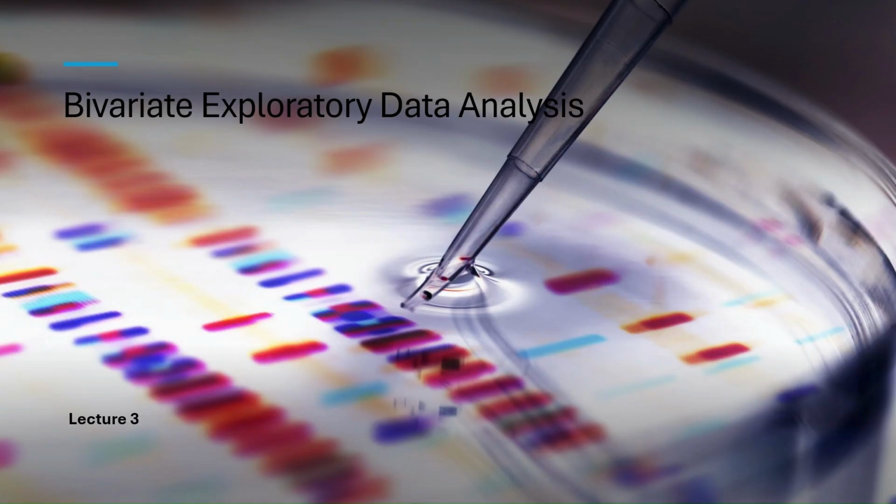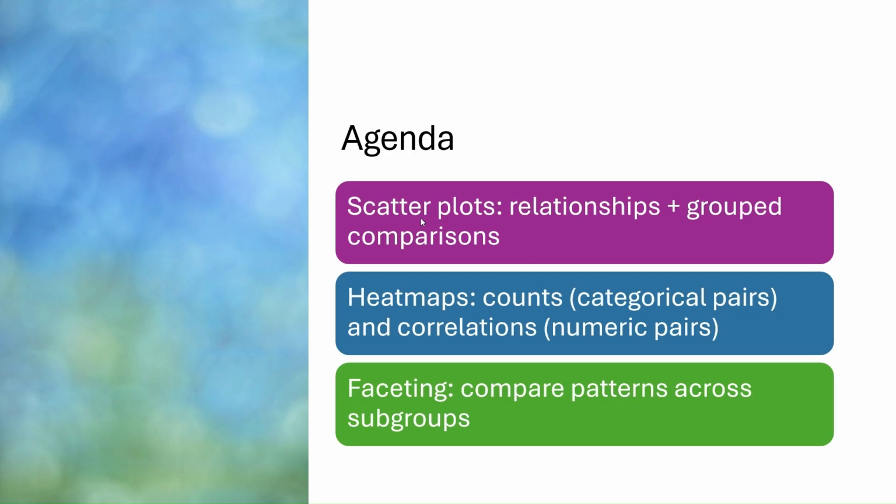What we have on the agenda is we want to draw a scatter plot, which is going to be about the relationship between quantitative variables, but we can also do it by grouping. And we are going to have a look at what a heat map is about with regards to categorical pairs, and also correlation as well. We are going to have a look at faceting, where we are going to compare patterns across subgroups. All these are on the agenda.